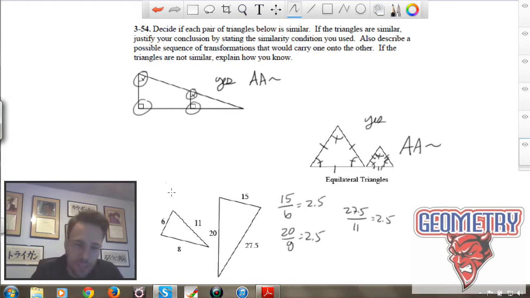So yes, these are similar by side-side-side similarity. And I just got lucky that I happened to pick the correct pair of sides that match up, 6 and 15. If we had tried a different pair of sides, maybe there would have been a different set of ratios for each of those. We couldn't just stop and say, oh, they're not the same. We have to go through the process and match up the different possibilities, because maybe the one we chose wasn't the right one, but there really is a correct similarity ratio there.